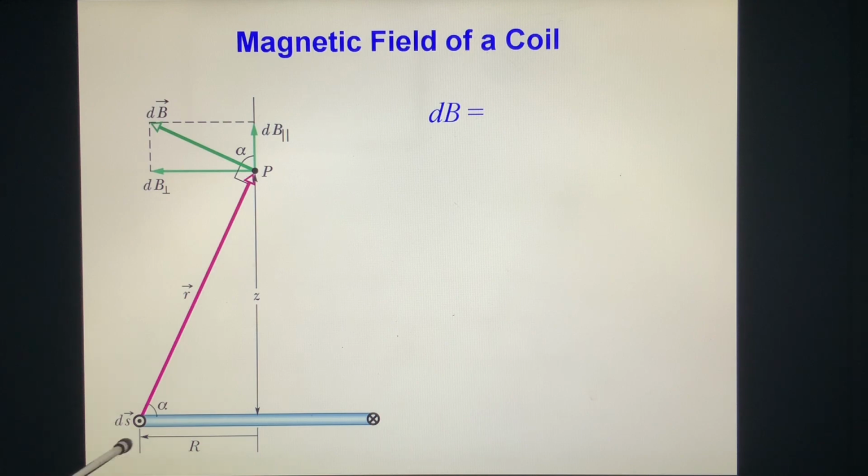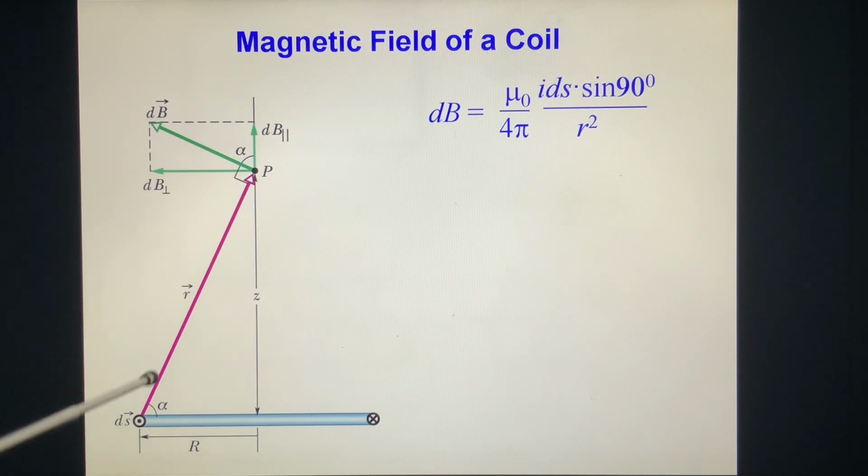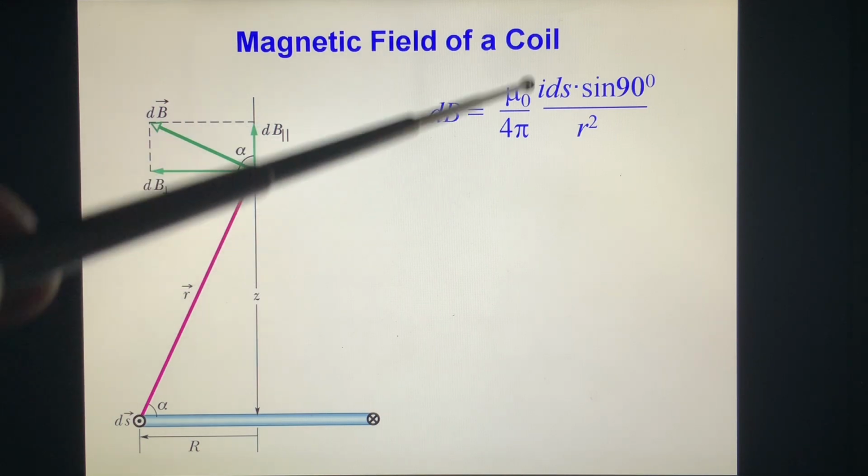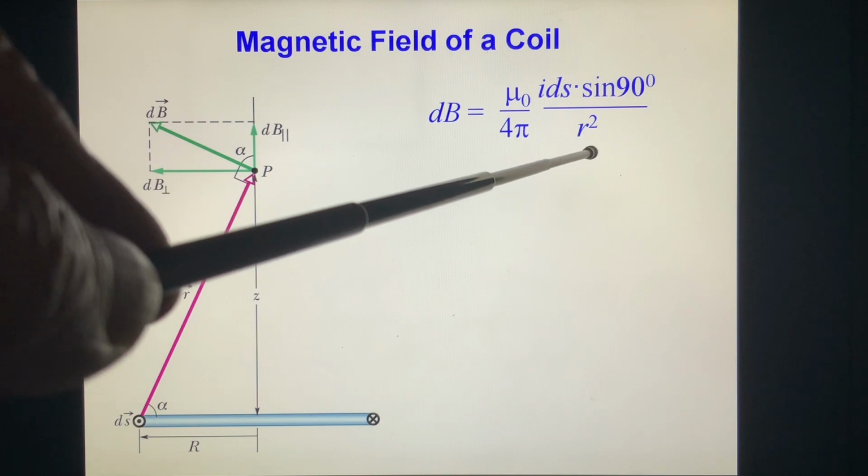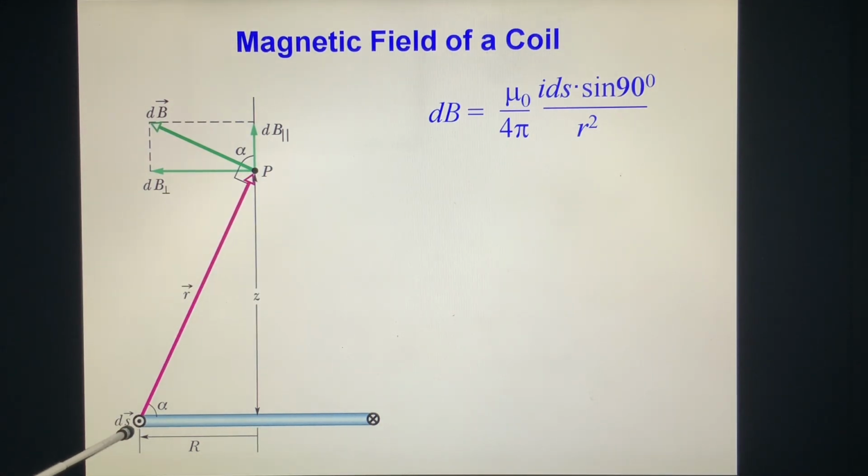Now, we look at this I dS. The current is towards us. This is point P, so this is r. dB equals mu 0 over 4 pi, I dS cross r. This I dS crossed with r gives dB, perpendicular to both. So dB equals mu 0 over 4 pi, I dS sine 90 degrees over r squared, because I dS and r are perpendicular to each other.